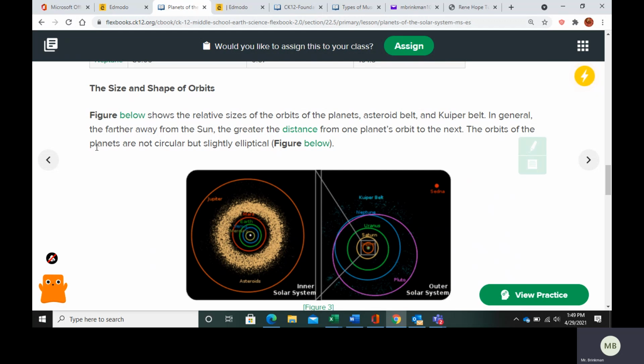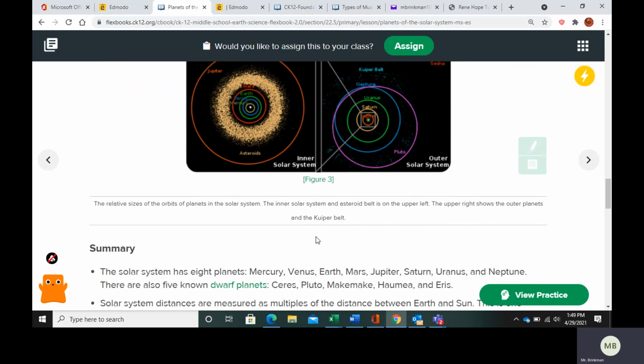But in general, the farther away the planet is from the Sun, the greater the distance is from one planet's orbit to the next. And these orbits aren't circular, they're actually elliptical.